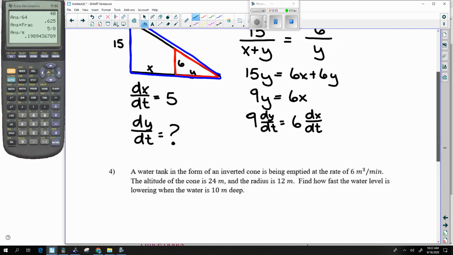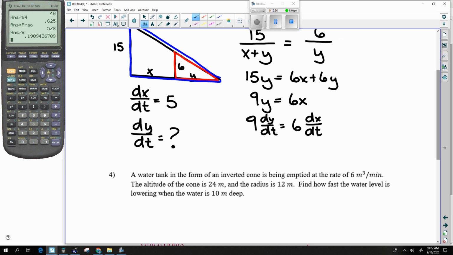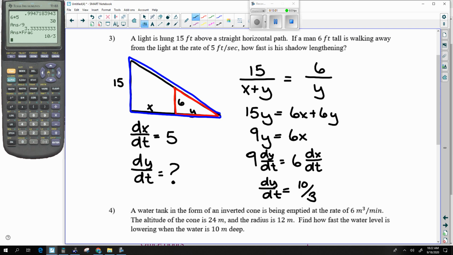And again, the shadow is the y. So that's 6 times 5, divided by 9. The top is a y, that's a length, so that's feet. The dt is a time, which is seconds. And so then that's 3.3.